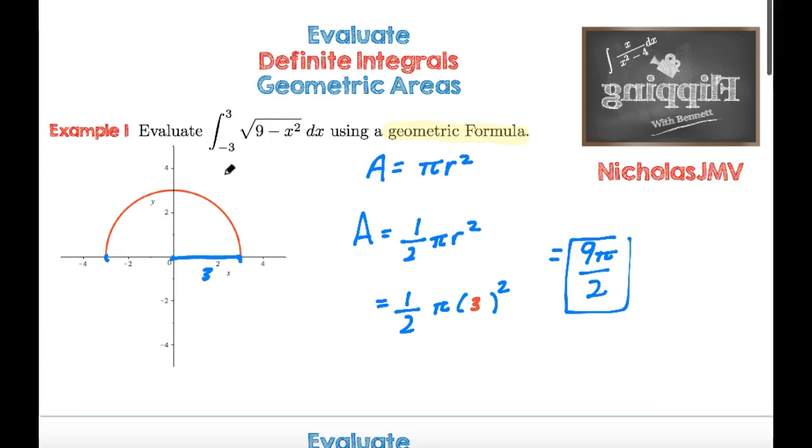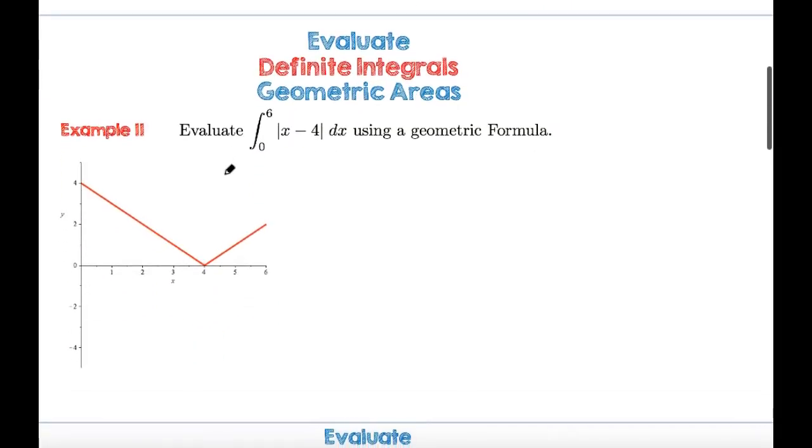So let's look at another example. Number 2, we're going to evaluate the integral from 0 to 6 of the absolute value of x minus 4 dx using a geometric formula. This is an absolute value function, and it's not going to be differentiable at 4. Here's the idea. If I look at my geometric shapes here, let's see if I can fill this in. I have this geometric shape I can fill in right here. That triangle. There's one triangle here.